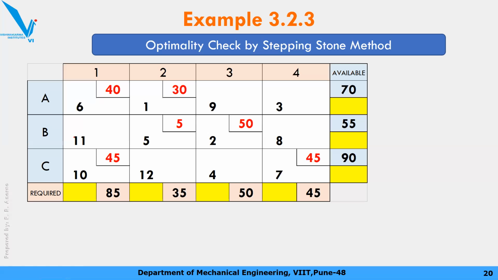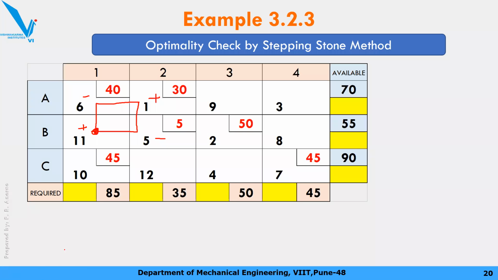Now I will not explain everything completely. Quickly I'll cover all the parts, because this will be the last step of your solution. So start with B1. Apply stepping stone: jump from here to here, next, and come back. So this is positive, negative, positive, negative.